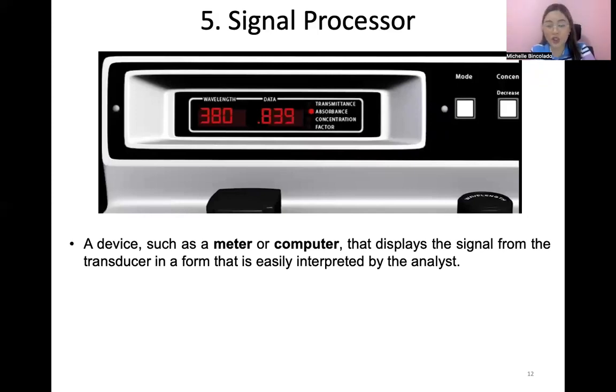So we have a device such as a meter or computer that displays the signal from the transducer in a form that is easily interpreted by the analyst. So ito actually medyo okay nga to na digital, no? Kasi the Spectronic 20, yung model na ginagamit namin sa lab before, ito pa yung guys yung analog. May ganun pa, no? Wherein you will match kung asaang number siya naka-point. So ganon, analog pa yung display niya.